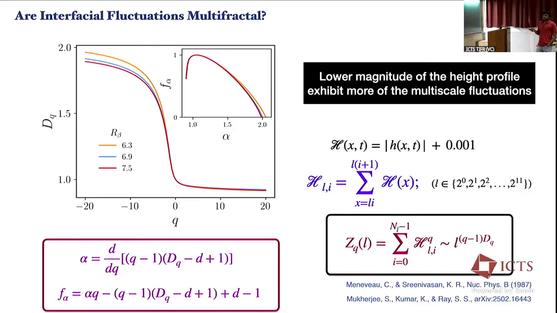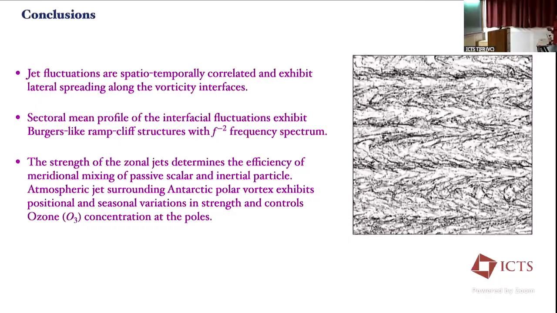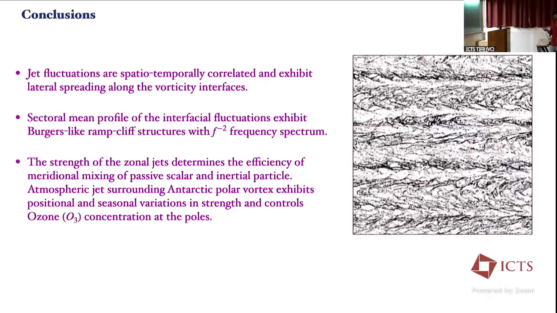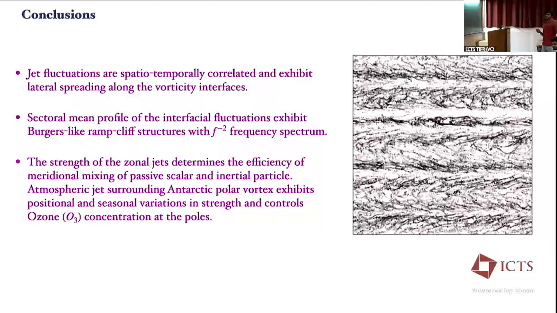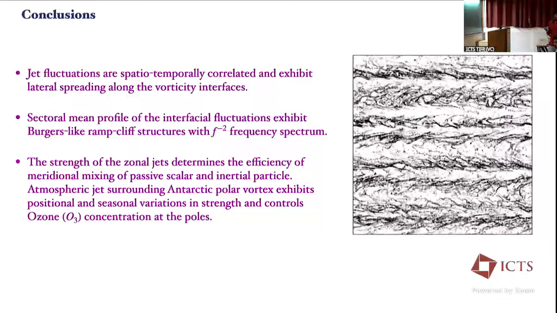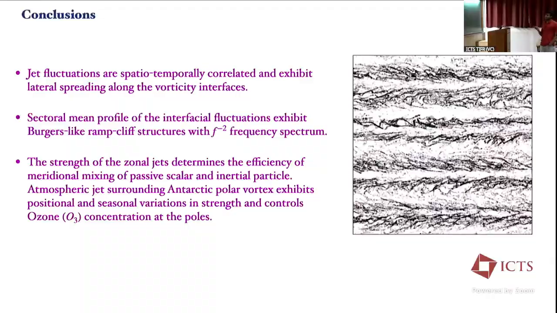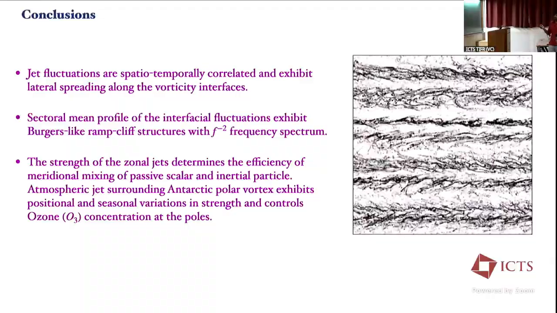So to conclude, jet fluctuations are spatiotemporally correlated, which is obvious from the tilted banding patterns in the height field. Also, the interfacial fluctuations exhibit Burgers-like ramp-cliff structures with an f to the power -2 frequency spectrum.